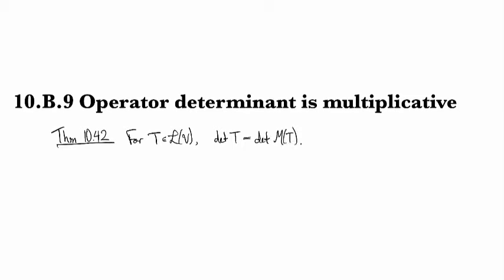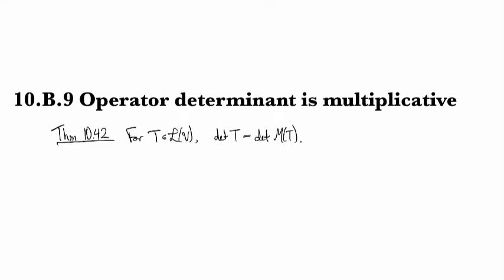Last clip, we saw that the matrix determinant is multiplicative. So in this clip, we bring that result over to the operator determinant. Now that we know that the determinant is independent of basis, for an operator T, the determinant of T is equal to the determinant of the matrix of T. So that was one of the big results that we've been working towards.